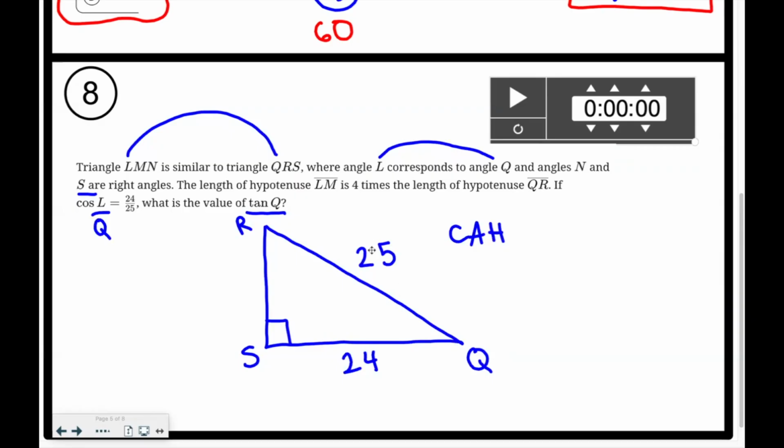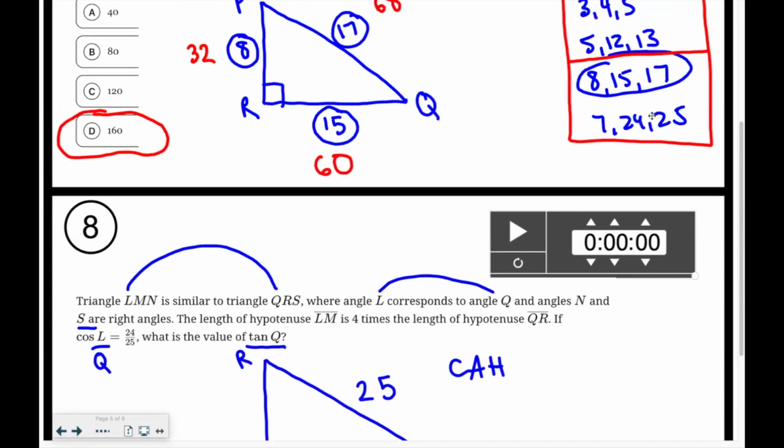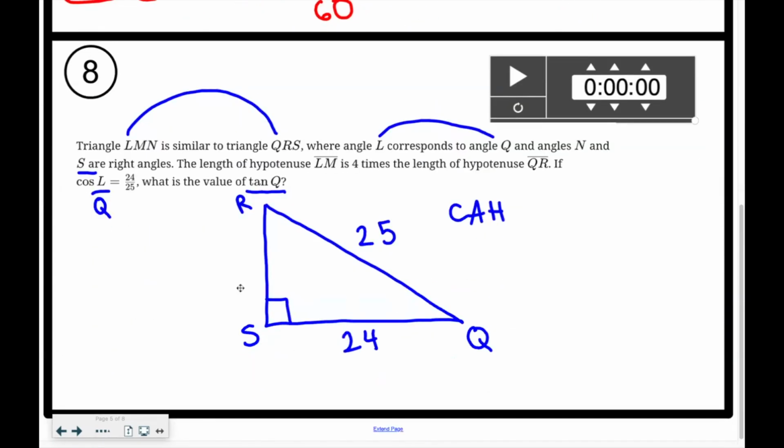So what I could do is just go back up here, right? I just listed this one, 7, 24, 25. So this side has to be 7. So the tan of Q is opposite over adjacent. So the answer to the problem is 7 over 24.